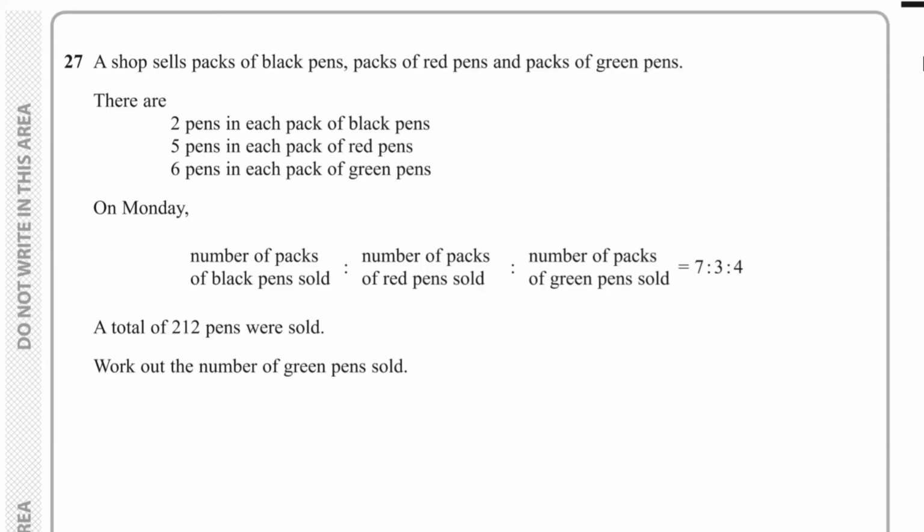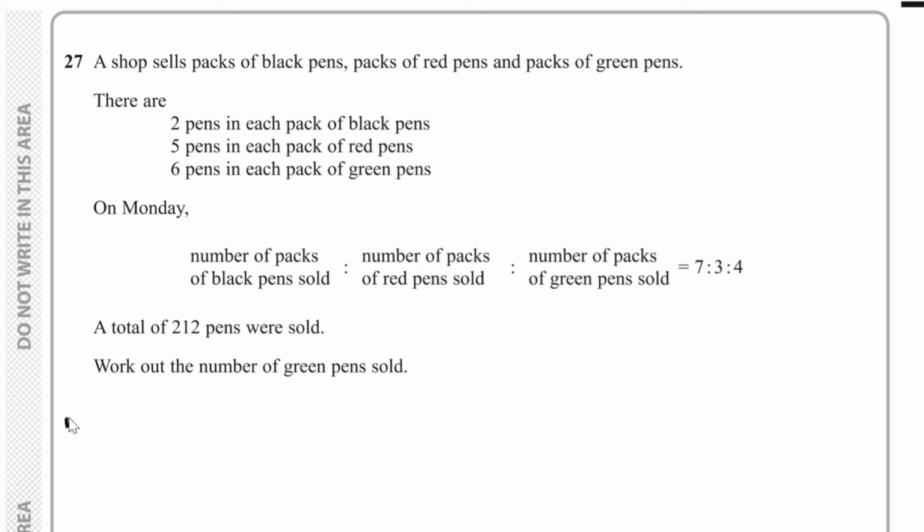Question number 27. A shop sells packs of black pens, packs of red pens and packs of green pens. There are 12 pens in each pack of black pens, 5 pens in each pack of red pens, 6 pens in each pack of green pens. On Monday, the number of packs of black pens sold to the number of packs of red pens sold to the number of packs of green pens sold is in the ratio 7:3:4. A total of 212 pens were sold. We have to work out the number of green pens which were sold.